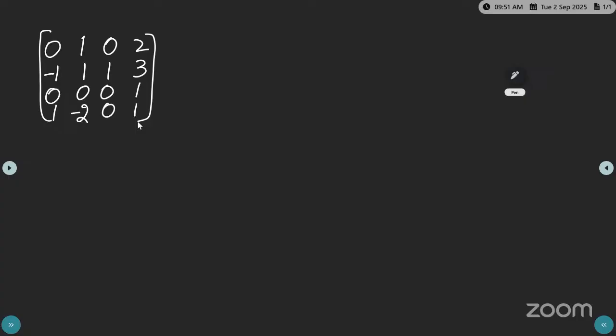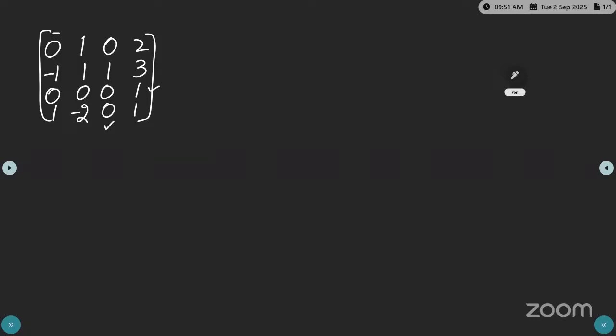For 4 by 4 matrices, you need to use the row or the column with maximum zeros. Which one is having maximum zeros? Either the third column or the third row, whatever it may be. It doesn't matter. Okay, so let us use the third row.